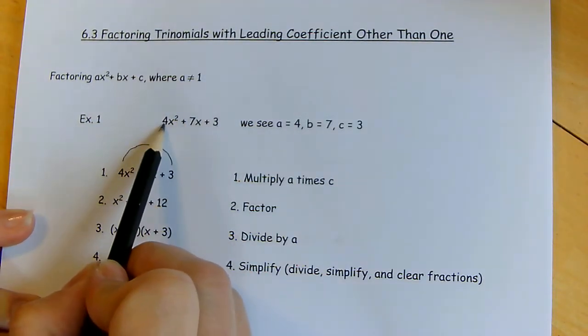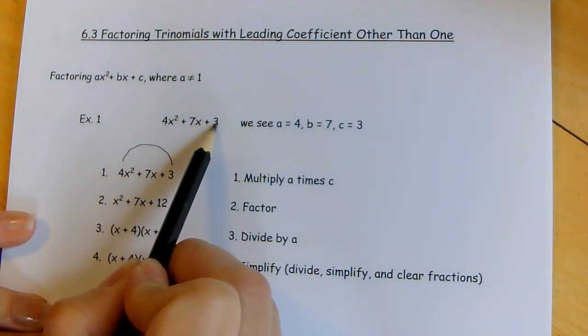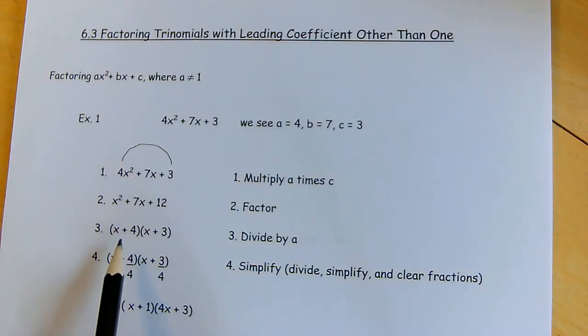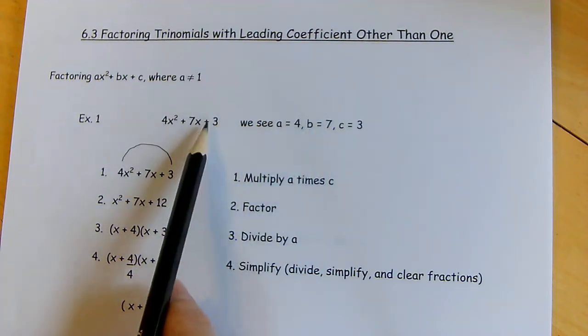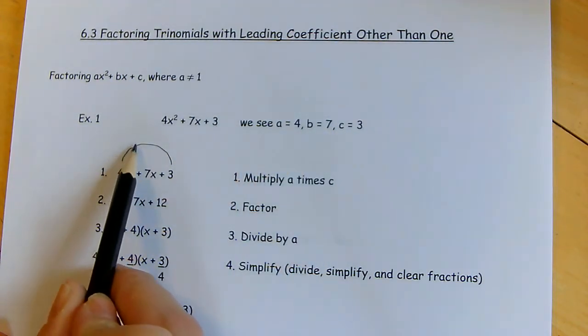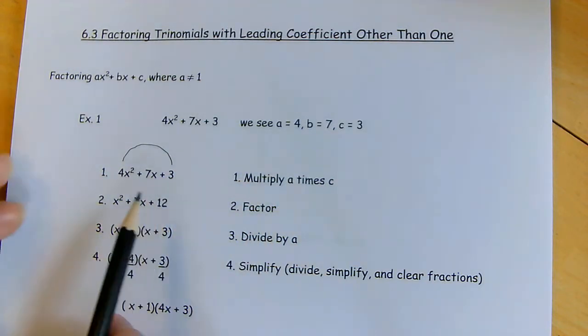So you notice my leading coefficient's not 1. Can I divide everything by 4? No, I can't. So this is a method that you can use to factor these. There's many ways to do this. This is just one. You can do it however you want. So my a is positive 4, my b is 7, my c is 3. So my first step is I'm multiplying a times c. That gets me 12.